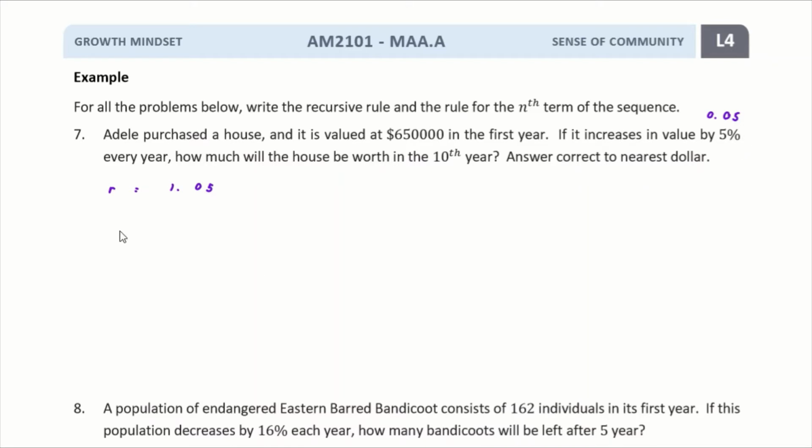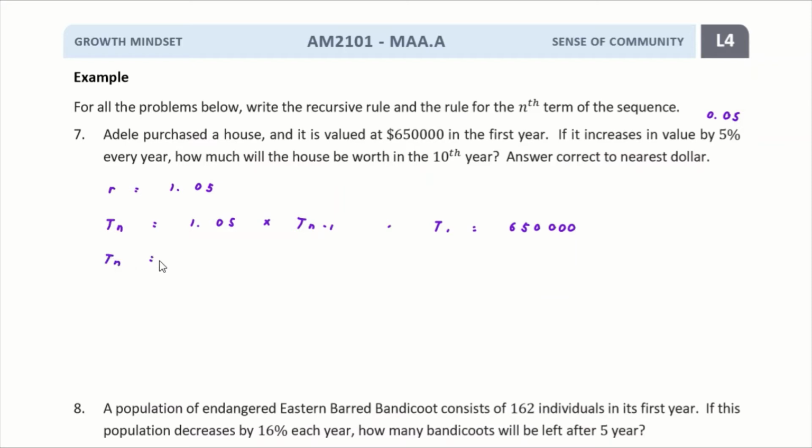So in this case, we can try to write our recursive rule first. Tn will be equal to R multiplied by Tn minus 1, multiplying the previous term so you can get the next term, right? So it increases 5%, 5%, so times 1.05, times 1.05 and so on. Your T1 is the value of the house in the first year, so 650,000.